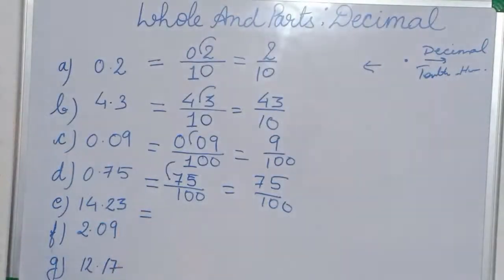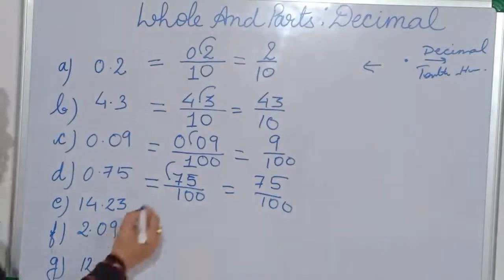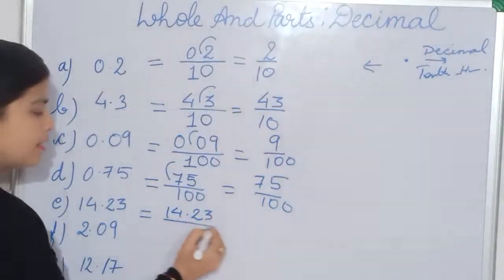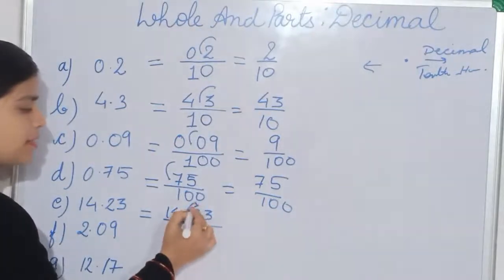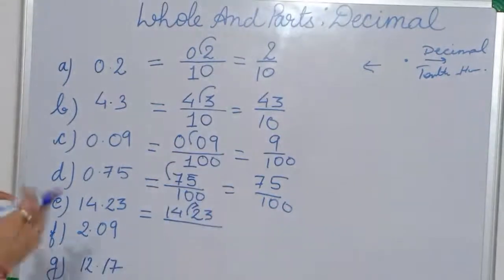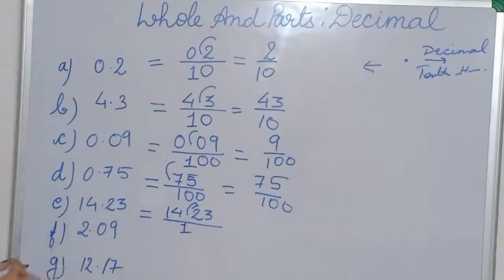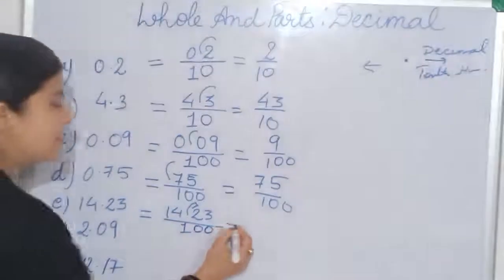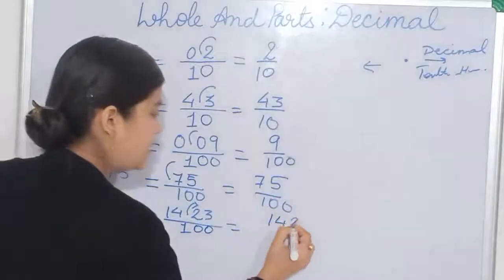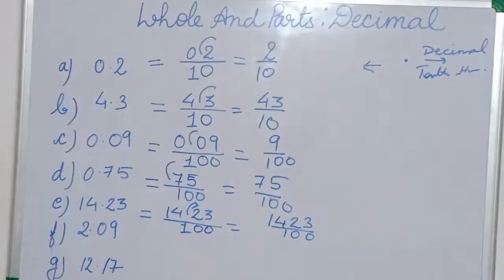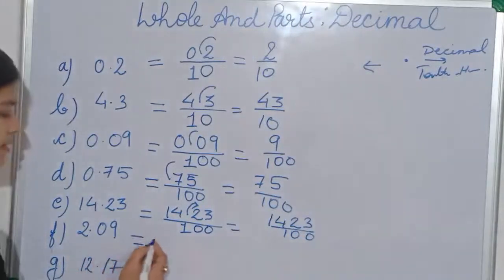Here also I think you understood now. 40.2 by 3. I will write the number without the decimal. I have removed this point. Okay? And in the denominator I am writing 1 with the number of 0s. How many decimal places are there? 1 and 2 places there. So I will put two 0s here. So it is 1423 by 100. Okay? Now here 2.9 is there.